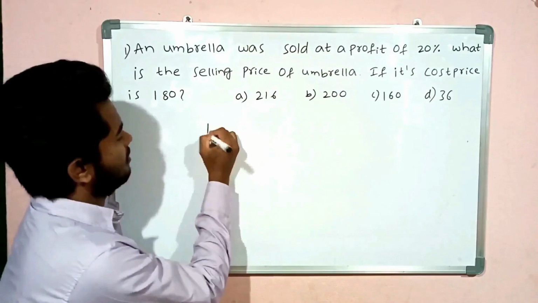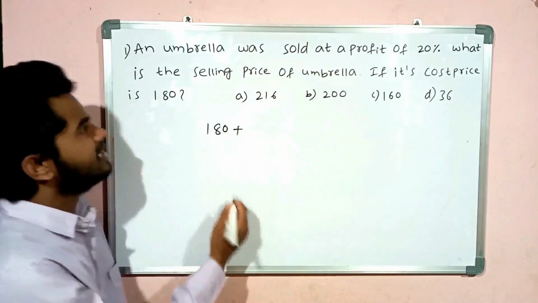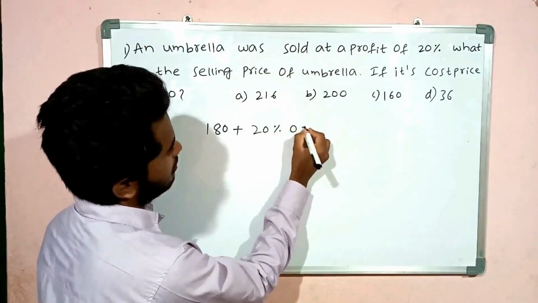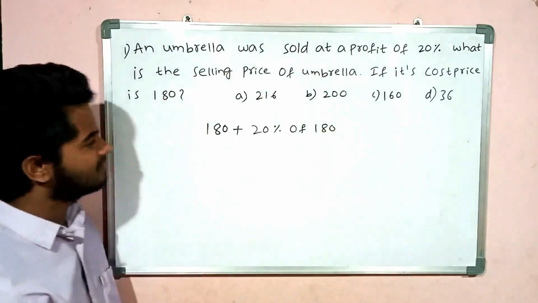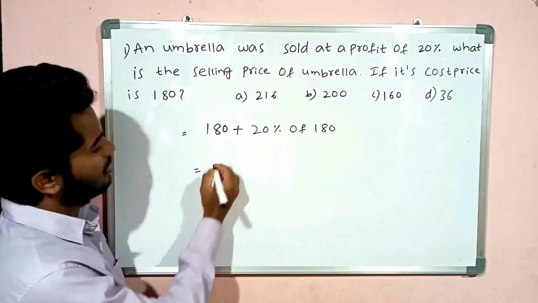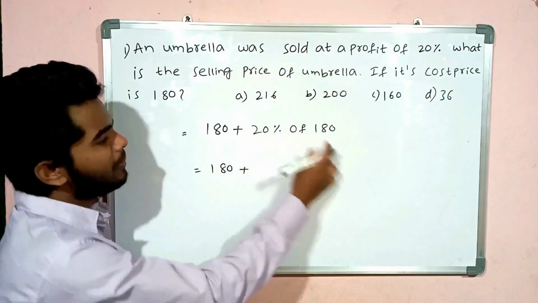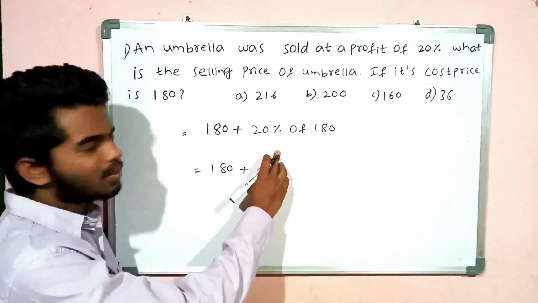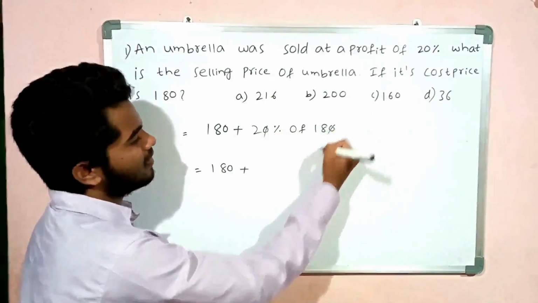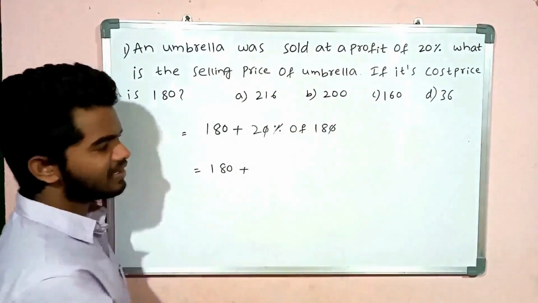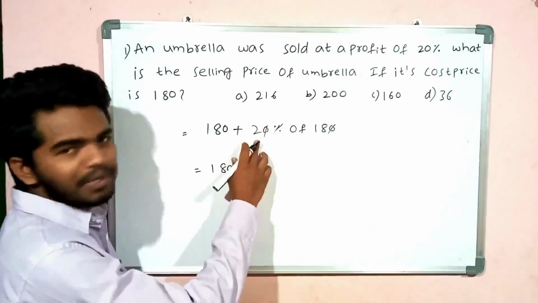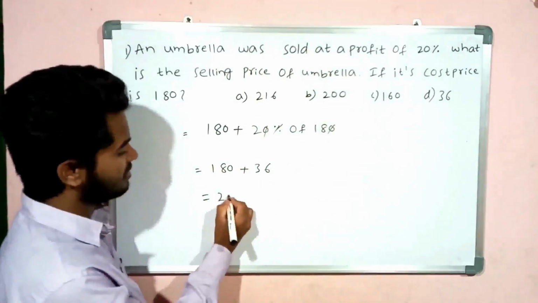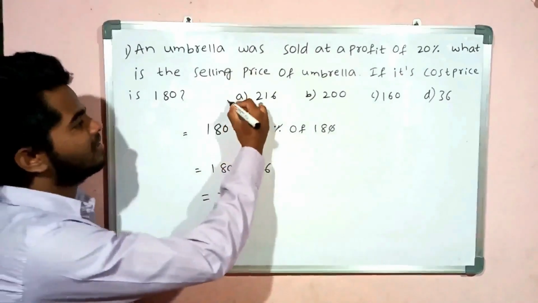Cost price is 180 plus profit is 20%. So 20% of 180. 180 plus 20% of 180. 20 percent: the denominator's 2 zeros and the numerator's 2 zeros cancel. 18 into 2, 36. 180 plus 36, 216. Option A.